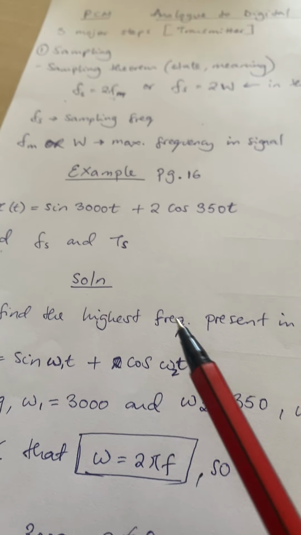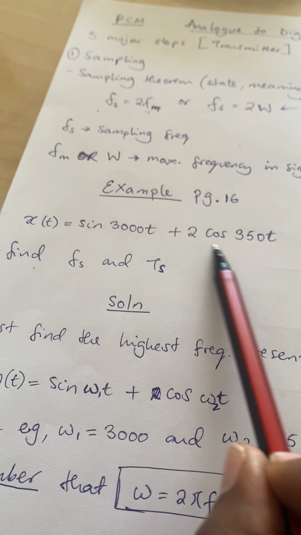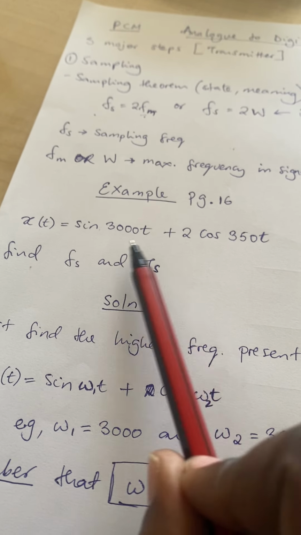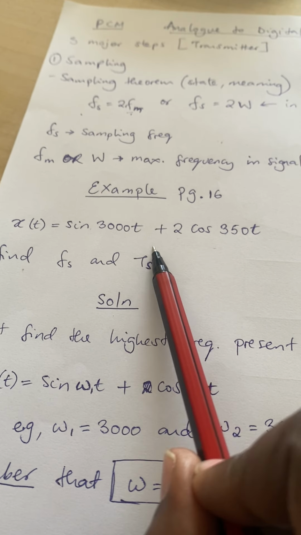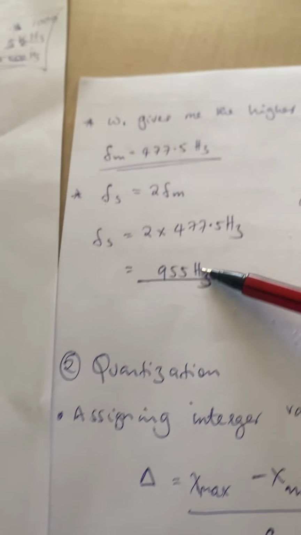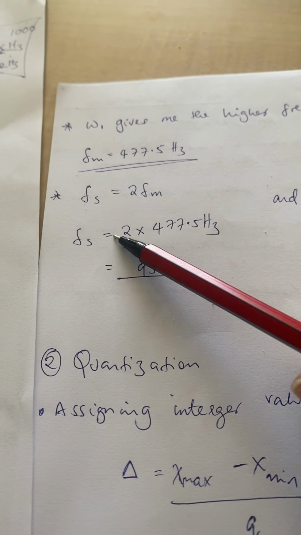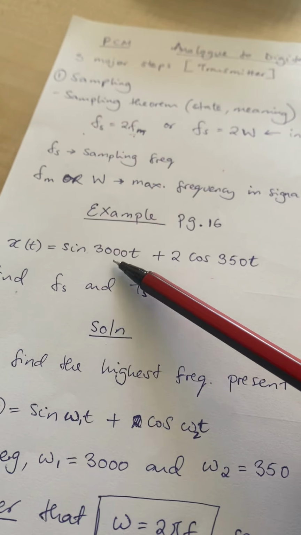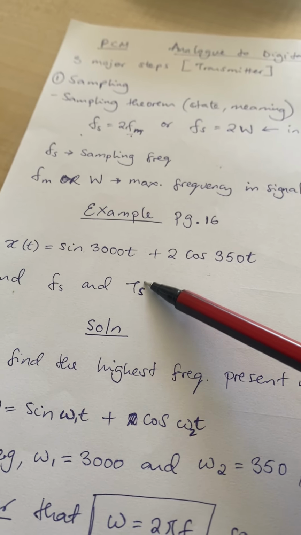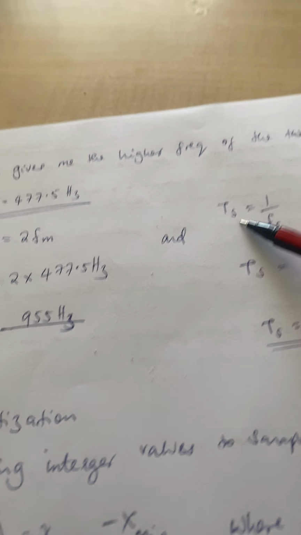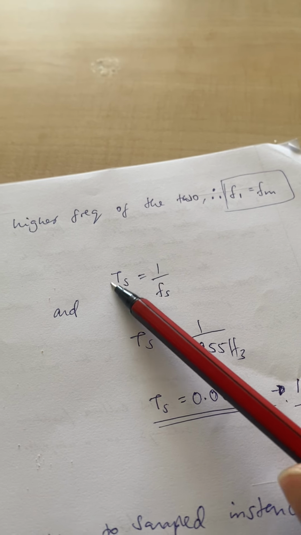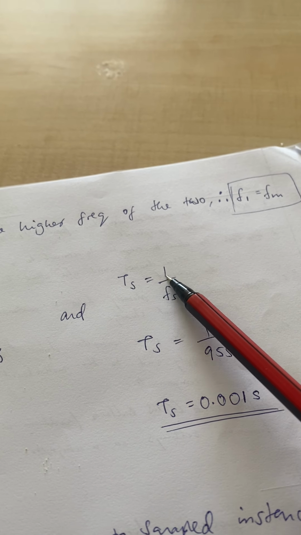However, if this is the case, if you've been given an equation, you will need to figure out which one is your Fm. Okay, so we have Fs being 955 hertz. So we already have Fs. The only one remaining now is the sampling period. Okay, so to find the sampling period, you use that formula. Ts is equal to 1 over Fs.